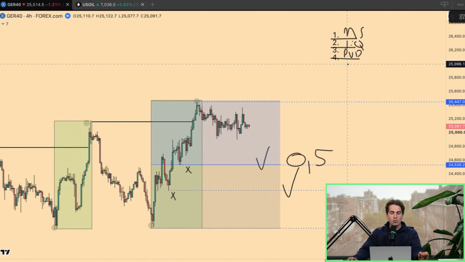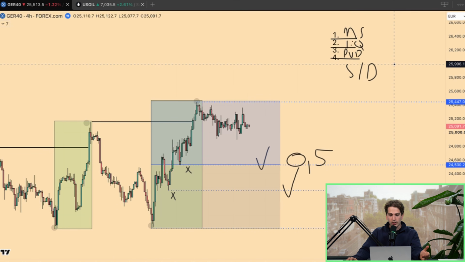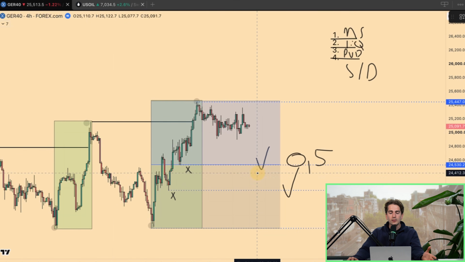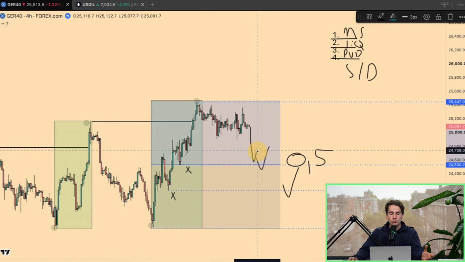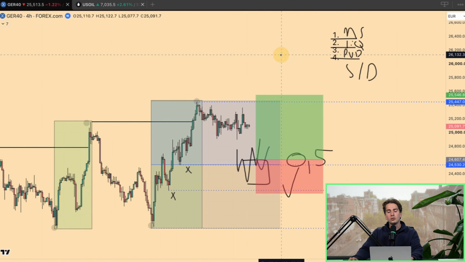Now, the last piece of confluence is going to be supply and demand, the overall market structure shift, as I like to call it. What you're then waiting for is the market to react or interact with the overall liquidity low, give you a market structure shift, and form an area of demand to then take an overall valid long position towards a new higher high.